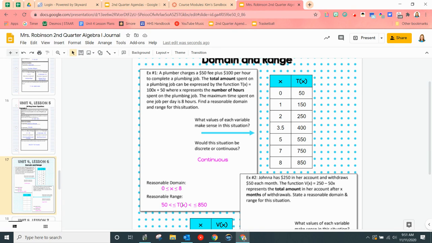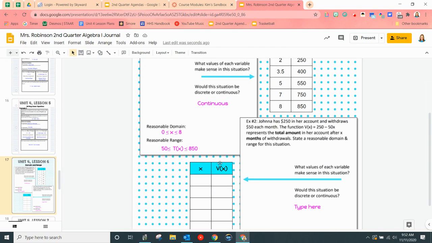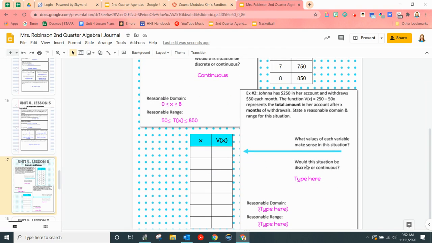Our total. Okay, so now we have to decide if we need the symbol with or without the line. Is it possible that our total could equal the 50? Yes, so we need the line under it. Same thing with the 850. It can equal 850. We've already seen that right here. If he works 8 hours, our total is going to be 850. So our range, our total amount, could be any number in between 50 and 850. Our domain, the hours he works, could be any number in between 0 and 8. Okay, so let's look at another example.